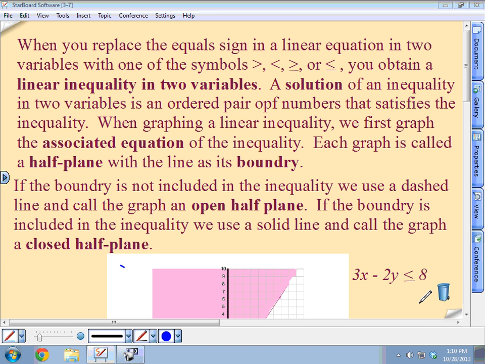So if you're taking notes, some of these terms are important. When you take an equation and you get rid of the equal sign, and instead you put in either the greater than or equal to, or less than or equal to, you obtain a linear inequality in two variables.